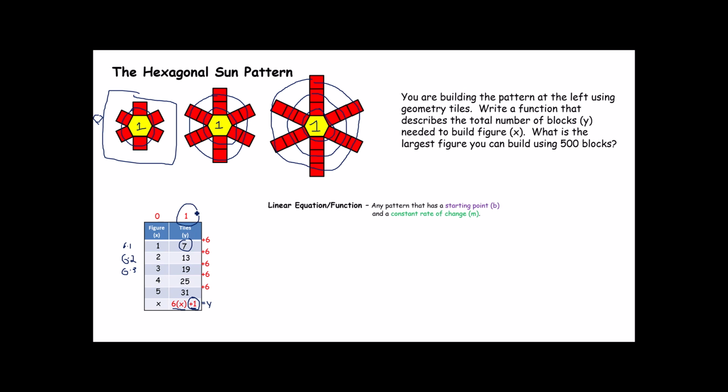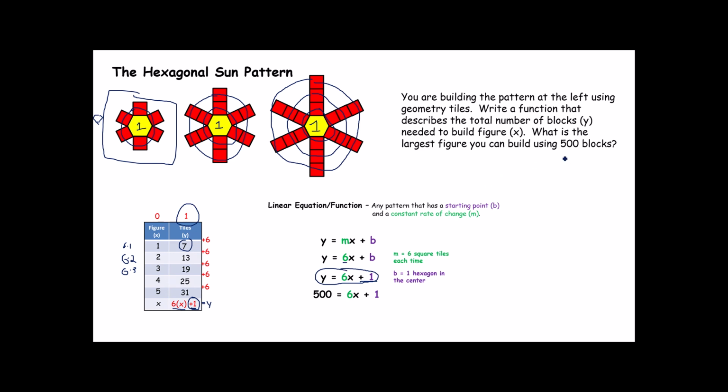So if a linear function says that any pattern has a starting point and a constant rate of change, described as y equals mx plus b, we would say that the rate of growth here is 6. That's the 6 square tiles added on repeatedly. The b would be the starting point, and that is the one hexagon in the center. So this pattern y equals 6x plus 1 describes this relationship.